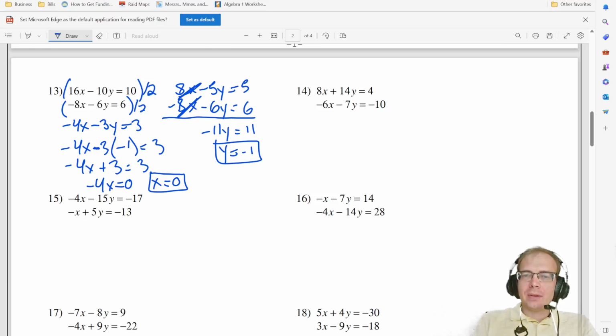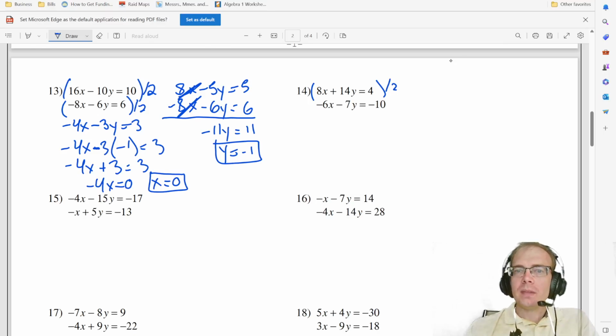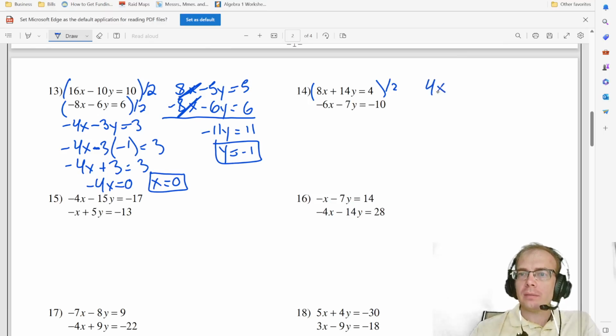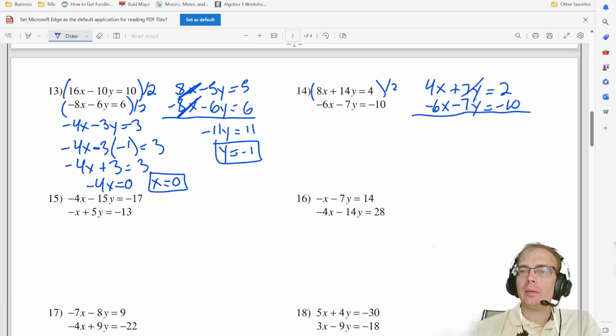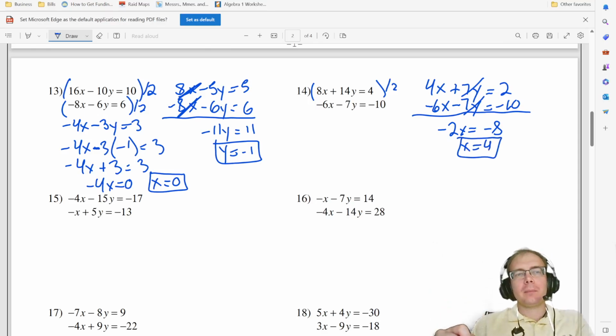Moving on. So again, remember, if you can divide, then divide. I'm going to divide this right here by 2. So what happens when I divide by 2? Let's find out. 8 divided by 2 is 4. 14 divided by 2 is 7. 4 divided by 2 is 2. And looky there, that is going to work. Boom, boom, boom. Slash, slash. 4 minus 6 is negative 2. 2 minus 10 is negative 8. Divide both sides by negative 2. And there we go.